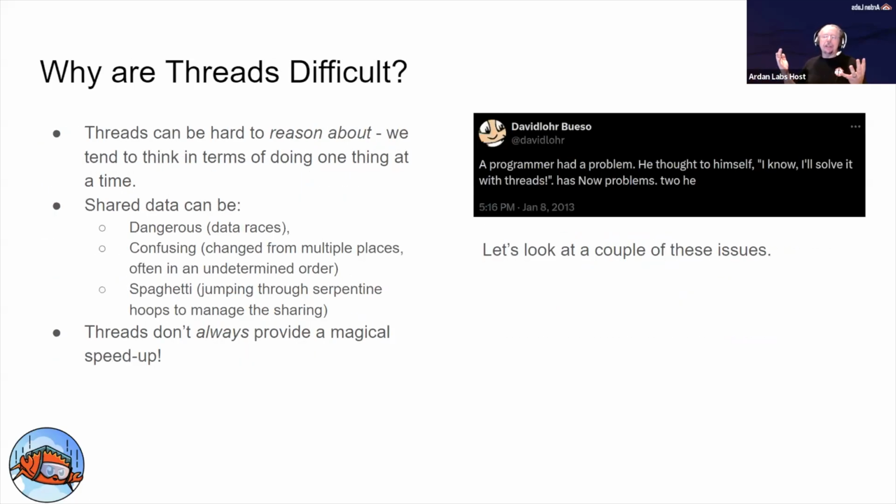So why are they difficult? There's a meme that's been going around for a really, really long time. And this was the first tweet I could find of it. A programmer had a problem. So he thought to himself, I know, I'll solve it with threads. Has now problems to he. I've also seen that with he now has 12 problems.